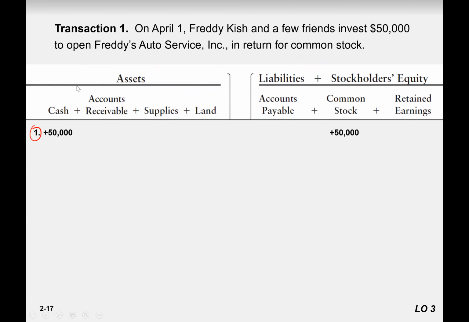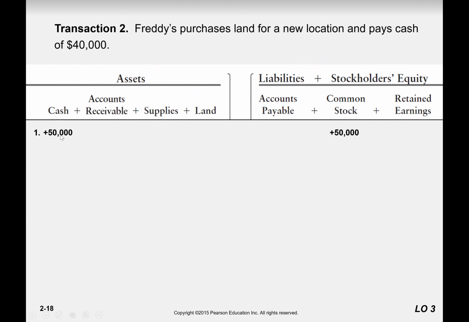Now the second transaction. The second transaction is Freddy's purchases. Freddy's purchases land for a new location and pays cash for $40,000. Now what happened here? What are the two sides of the transaction, giving and receiving? So you pay cash, is that your giving side or receipt side?